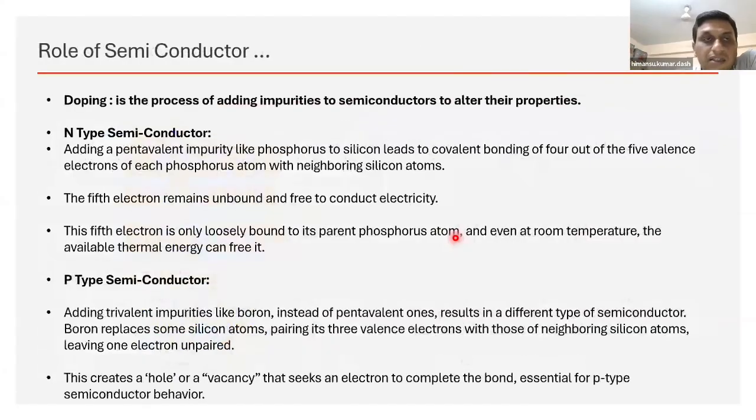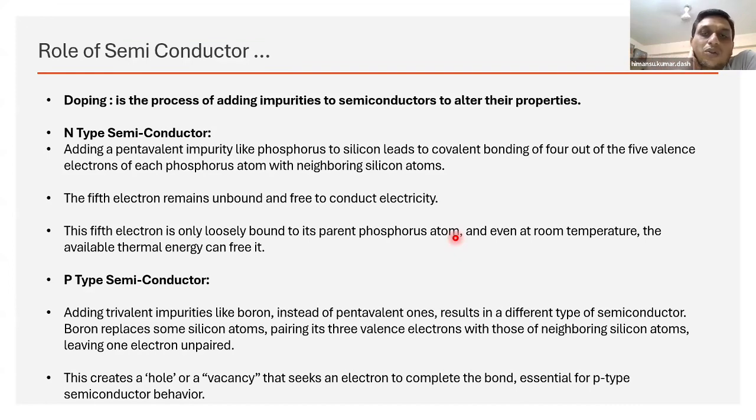Let's go a bit further. I don't want to confuse you much, but you can recall that we learned the term doping during our study in +2. Doping is the process of adding impurity to semiconductors. Why is it done? To improve its electron accepting or electron donating capability. Adding a pentavalent impurity like phosphorus to silicon leads to covalent bonding of 4 out of 5 valence electrons in each phosphorus atom. So you can see that when adding a pentavalent impurity, there will be 1 extra electron.